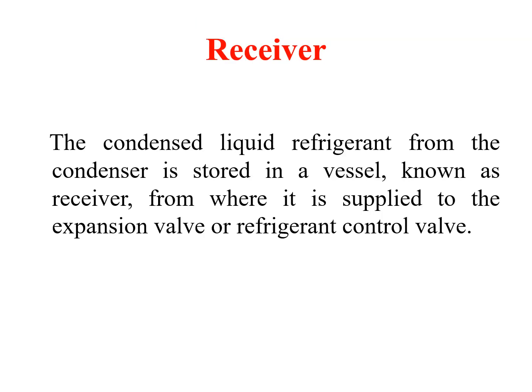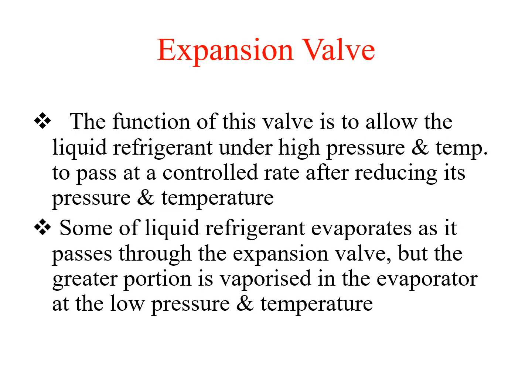So, receiver: the condensed liquid refrigerant from the condenser is stored in a vessel known as the receiver, from where it is supplied to the expansion valve or refrigerant control valve. Here the expansion valve's function is to allow the liquid refrigerant under high pressure and temperature to pass at a controlled rate after reducing its pressure and temperature.